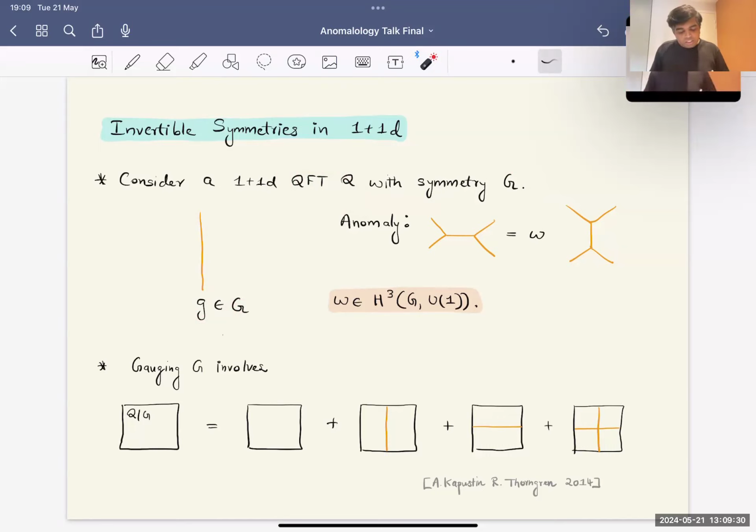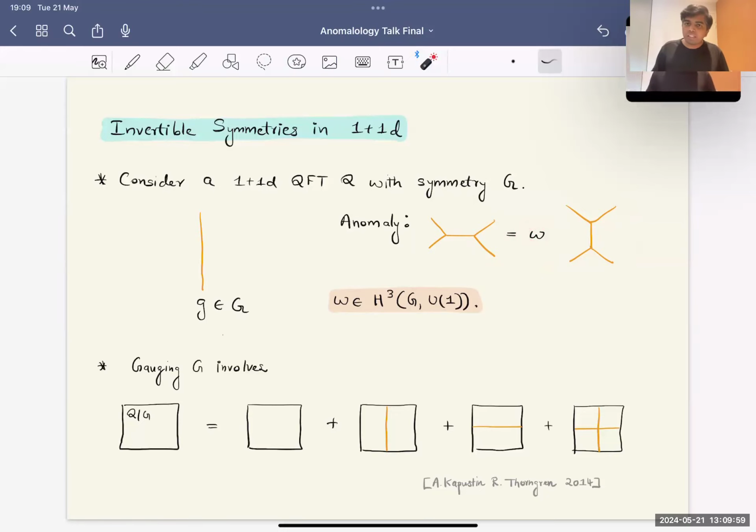Now, when you consider junctions of line operators, if you have a configuration of line operators like this, it often differs from a configuration like this. So there's usually a type of crossing relation between these two types of configurations of topological lines, and they differ by some cocycle, some phase. And this cocycle is the anomaly of the symmetry.